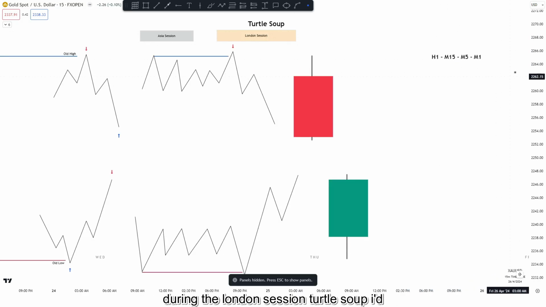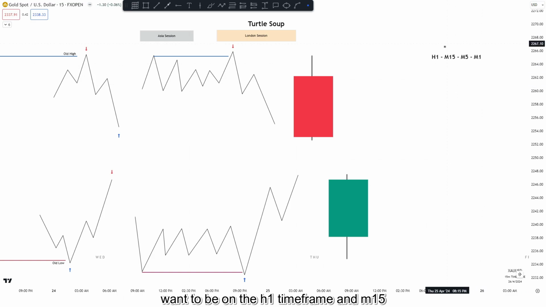So during the London session turtle soup, I'd want to be on the H1 time frame and M15 time frame, identifying liquidity inside of the marketplace, and then I'd want to be taking my entries as we approach that liquidity pool on the M5 and M1 when I see my entry confirmations. We'll talk about this soon.